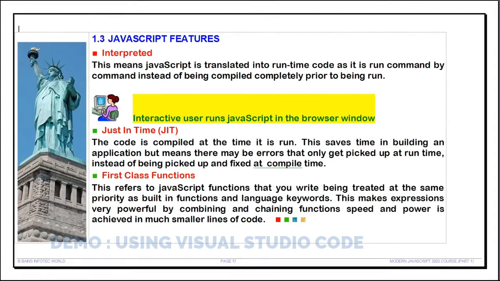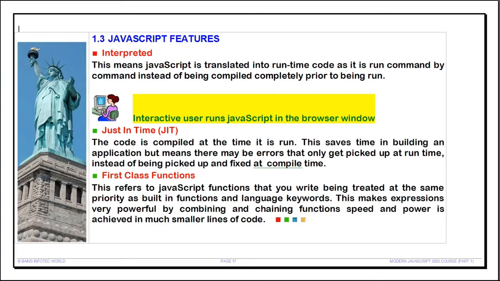Okay, moving on to section 1.3, JavaScript features. In this section we're going to discuss some of the main features of the JavaScript programming language and what it means to a web developer. Okay, the first one is interpreted. JavaScript is interpreted, which means that JavaScript is written in a file, and when it is run, each command is interpreted at that time. So each command is interpreted as it is processed by the JavaScript engine.